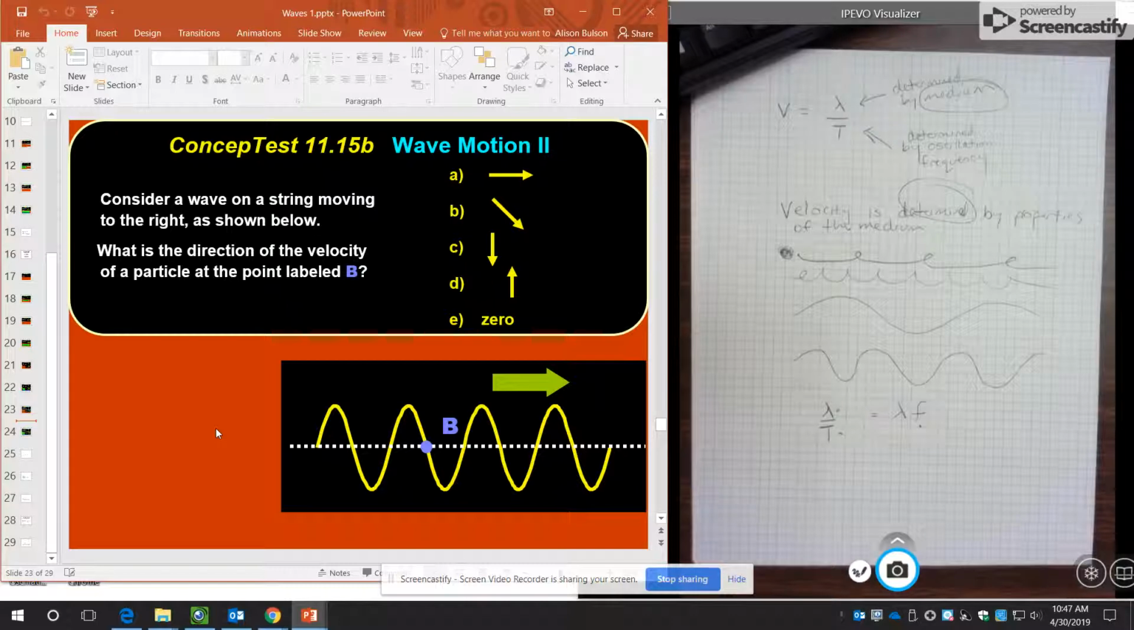Okay, so now consider a wave moving to the right as shown. Here's particle B on the wave medium itself. So particle B is this particle on the string. What's the direction of the velocity of the particle at the point labeled B? So you're considering that the wave is moving to the right. Is B at its peak, at its trough, somewhere in between? Where is it needing to move next as that wave shape goes to the right?